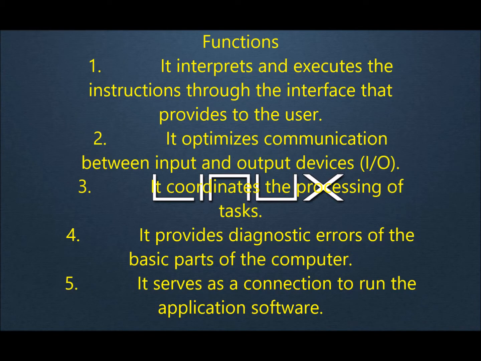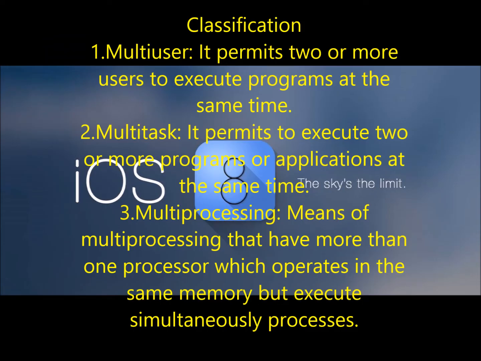Some of the main functions of the operating system. 1. It interprets and executes the instructions through the interface that it provides to the user. 2. It optimizes communication between input and output devices. 3. It coordinates the processing of tasks. 4. It provides diagnostic errors of the basic parts of the computer. 5. It serves as a connection to run programs.